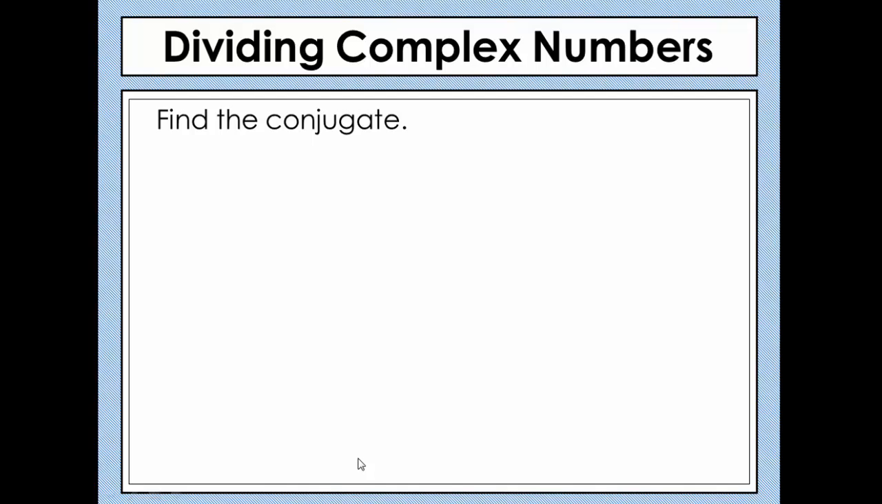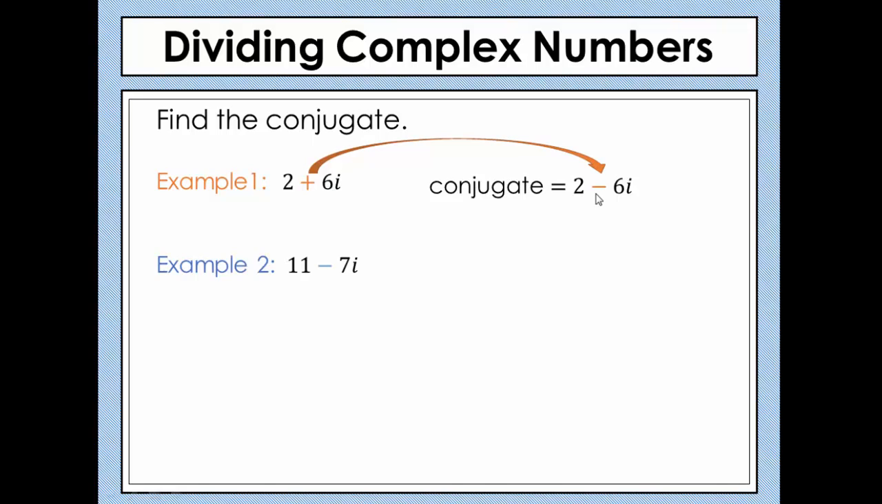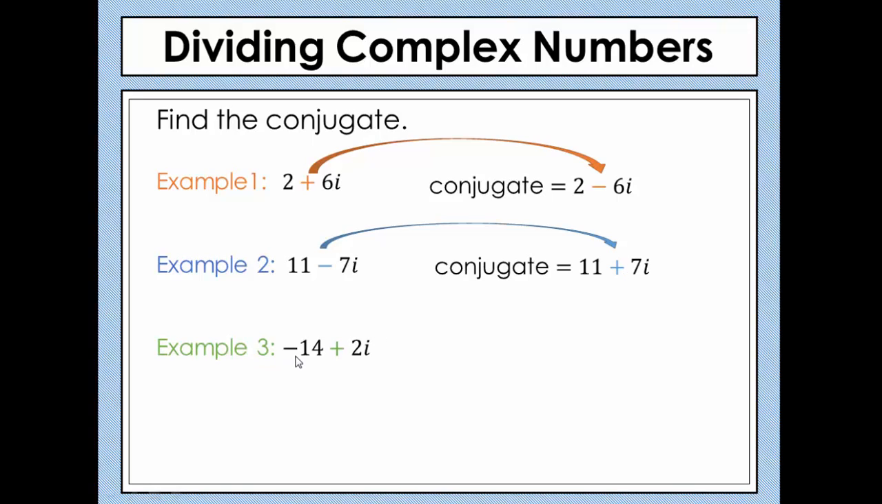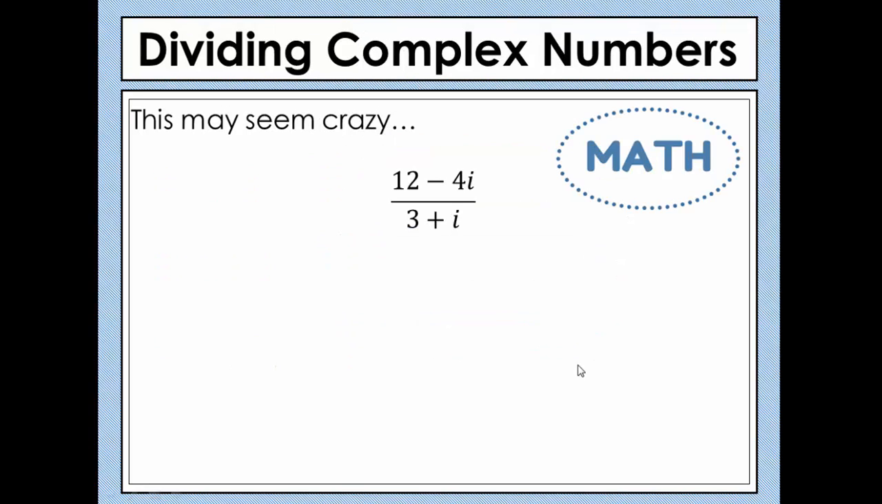So before we do that, we need to learn how to find the conjugate. To find the conjugate, all you do is you take the operation in the middle, so in this case addition, and you change it to subtraction. Just like this one, you take subtraction, change it to addition. Make sure that you do not change any other sign. So on this last one, it's a negative 14 plus 2i. The negative 14 doesn't change, but the plus becomes a minus.